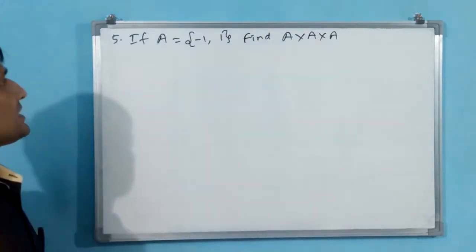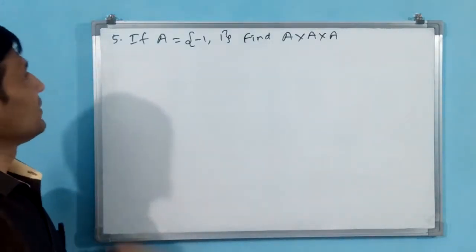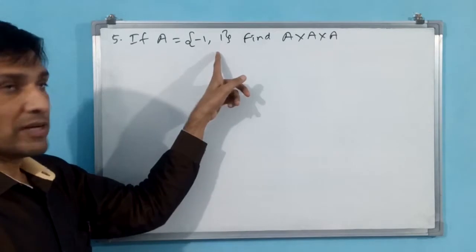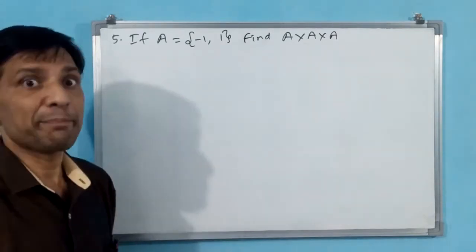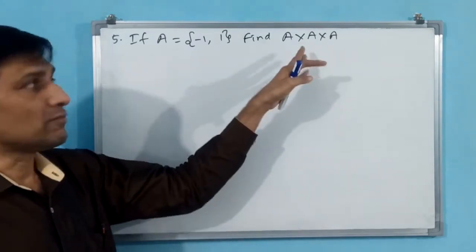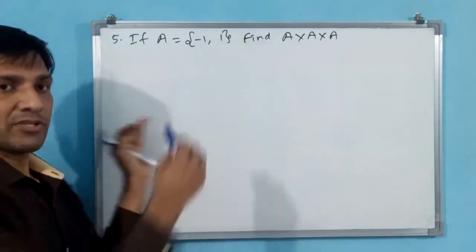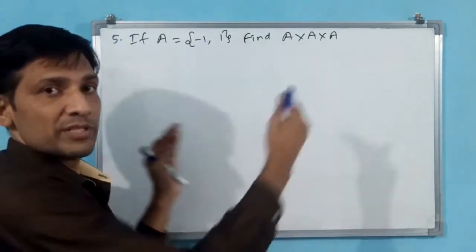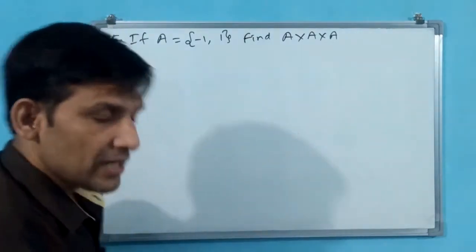See here in the fifth question what he has written. If A is equal to {-1, 1}, find A cross A cross A. He is asking for a triplet. Triplet means you have to take the operation twice. One operation means two coordinates will come. Two operations means three coordinates will come. You have to take it like that.